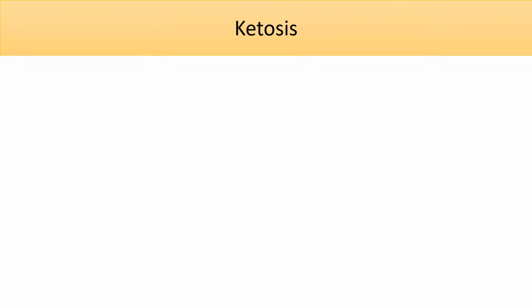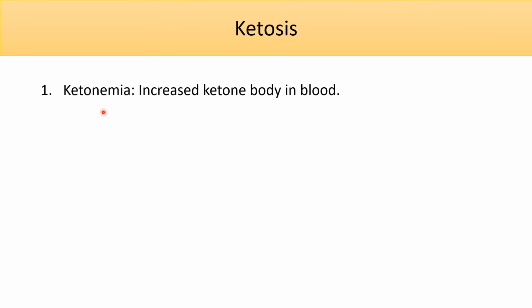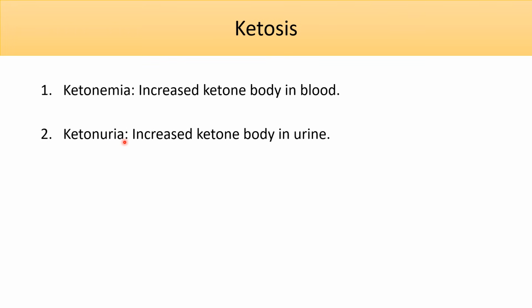In various abnormal conditions, there will be increased production of ketone bodies. When there is increased production of ketone bodies, the blood level of ketone bodies will be increased. That is called ketonemia. That is, the concentration of ketone bodies in the blood is increased. When the concentration of ketone bodies in the blood is increased, they will get excreted in the urine. This is called ketonuria. That is, increased ketone bodies in the urine.